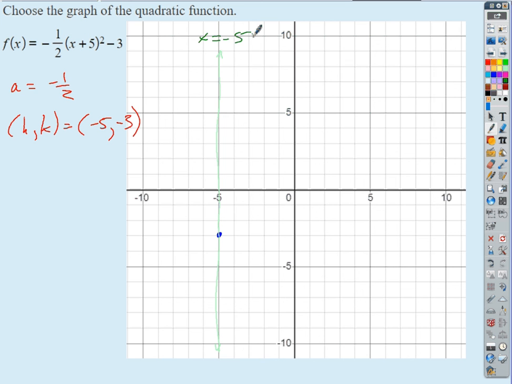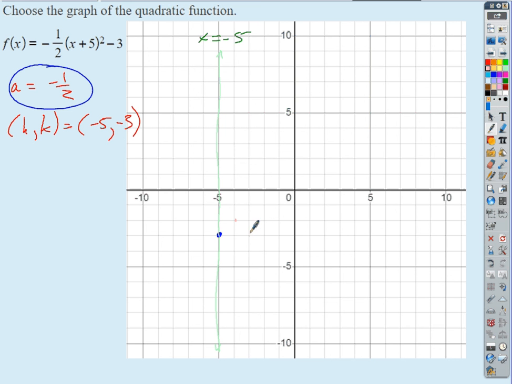It's going to be reflected and compressed, but we don't even have to worry about that, because if a is equal to -1/2, I'm just going to multiply that by the normal y values, the normal heights. So let's pick a convenient height. For our parent graph, we'd go over 1 and up 1. 1 times -1/2 is not super convenient. We could do it, but if I go over 2, I go up what on a parabola?